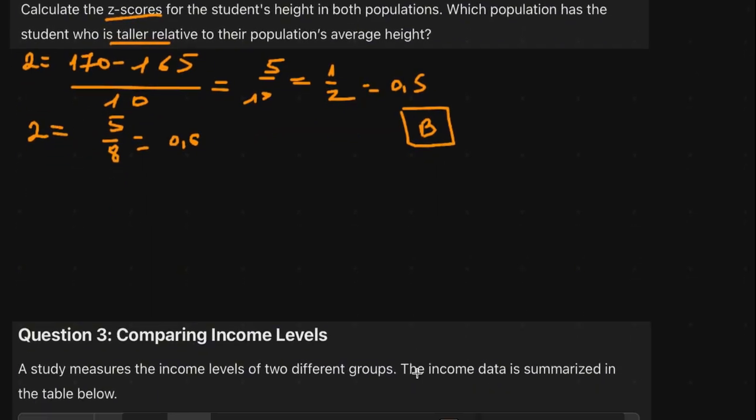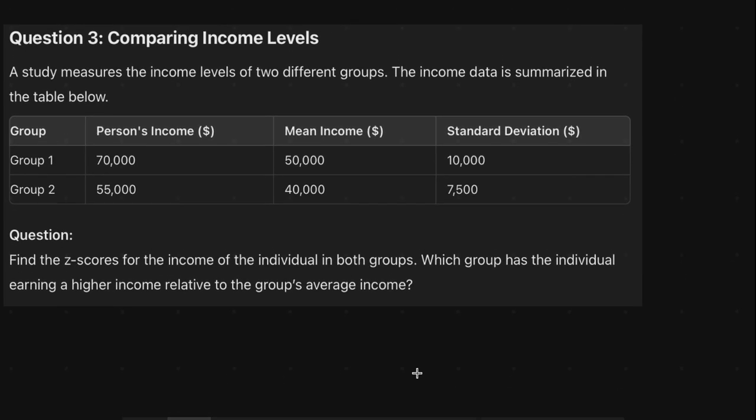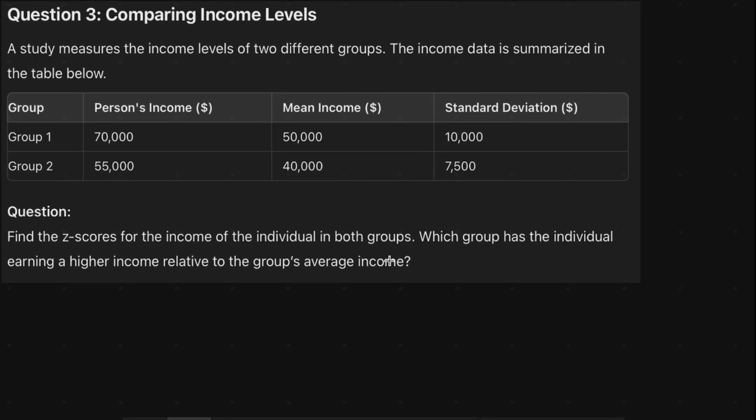So question 3 is really interesting. If you want, you can pause the video and feel free to use the knowledge that you've just learned to do this question. A study measures the income levels of two different groups. The income data is summarized in the table below. Find the z-scores for the income of the individual in both groups. Which group has the individual earning a higher income relative to the group's average income?